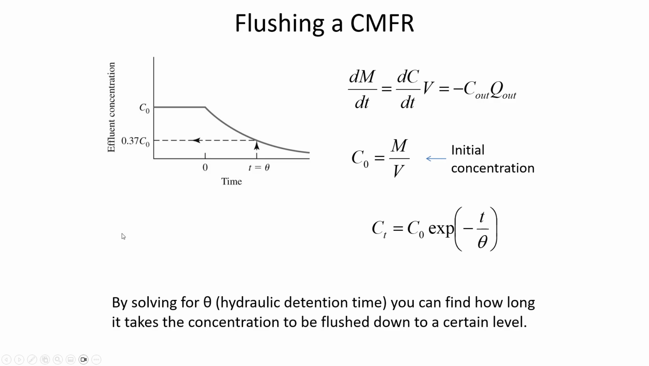So again, this is just talking about if you wanted to solve for the hydraulic detention time, then you could do an experiment. If you didn't know the hydraulic detention time of a system, you could see how long it takes, if it's completely mixed, to get the concentration down to a certain known concentration. So you could solve for theta, and then you could put in the known initial concentration, an elapsed period of time t, and then the concentration at that time you could measure. And that would be one way to solve for the hydraulic detention time.